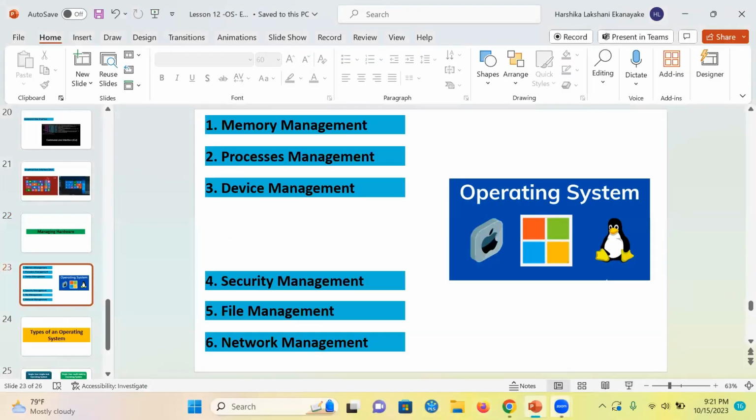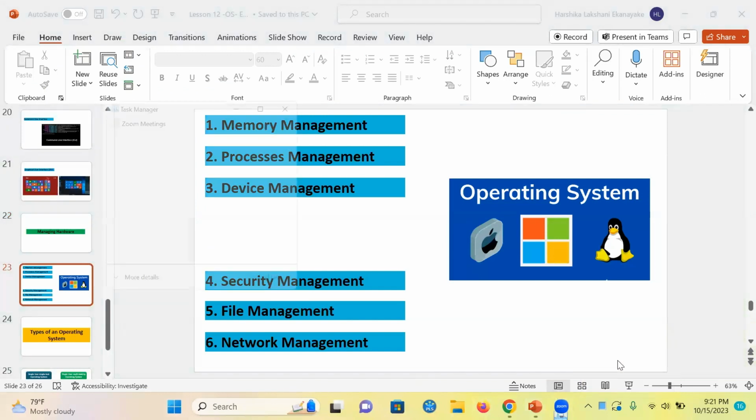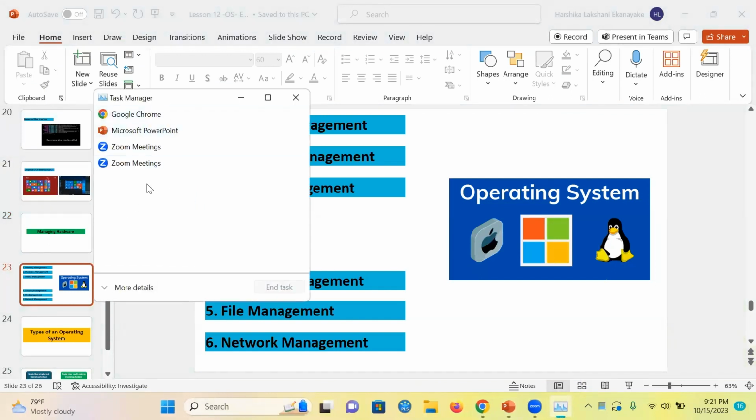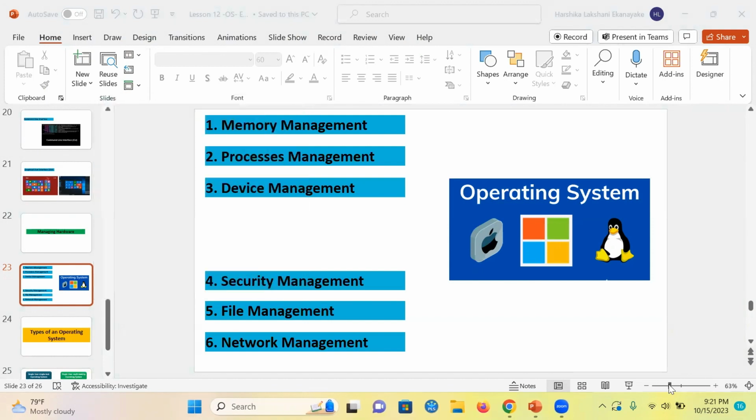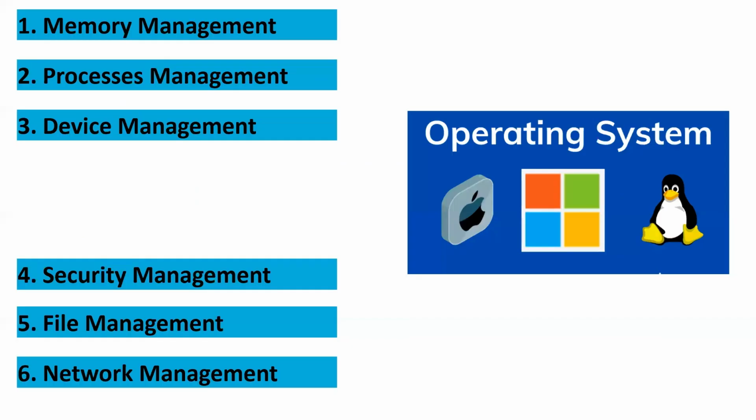You see in the taskbar, I right click and then open the task manager. So you see the applications that I'm working with or the processes that I'm dealing with. I have opened Google Chrome, it is working at the same time. PowerPoint is working. Zoom is working, right? So all these are working, so a lot of processes are going on. If you see the task manager, you will see what processes are running at this time, right?